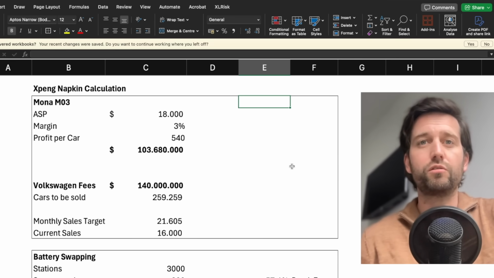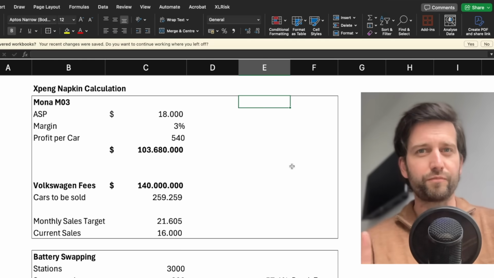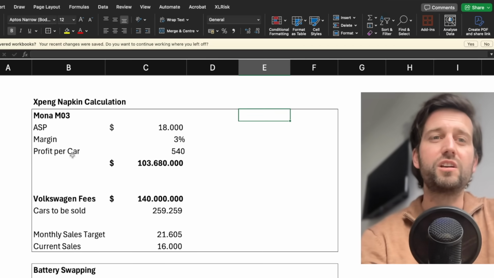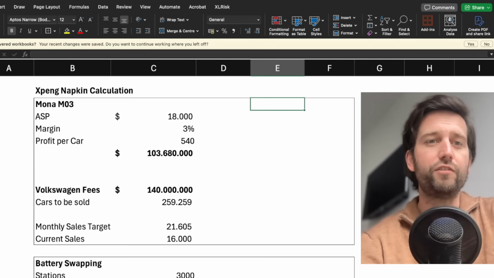You need to do your own due diligence, but maybe these numbers, which frankly are very generic, there's more to it, can give you something to think about, okay? So that's what we want to do here. First, the Xpeng napkin calculation here about the Mona, which is a very low-cost car.